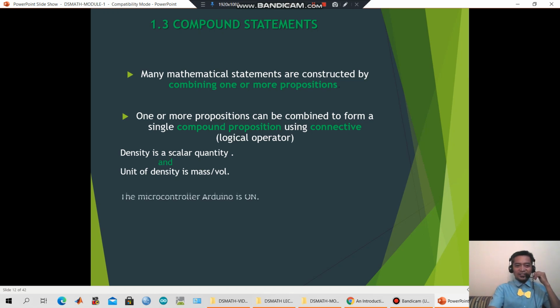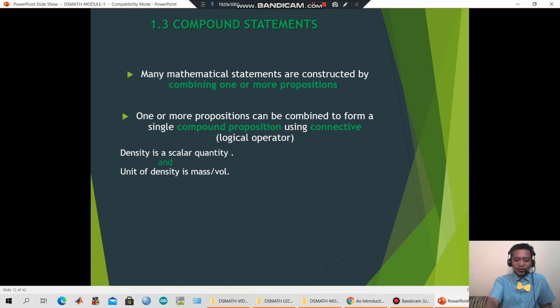So, tuloy natin na yun. Yan. So, yung paano natin na i-derive na yun yung compound statement. So, revise natin na yung dalawa maging isa. Density is a scalar quantity and its unit of measurement is mass over volume. So, that's how we actually form a compound statement out of propositions or out of statements. We have two statements in this case. Let's move on to the next one. By the way guys, what's the truth value?